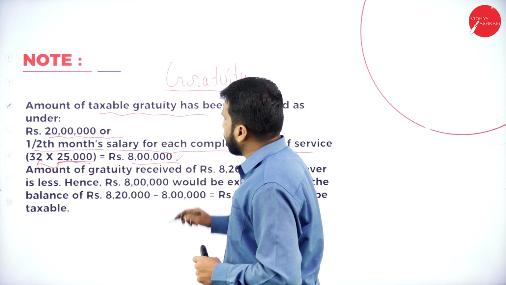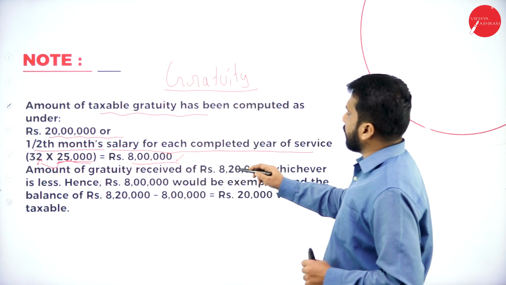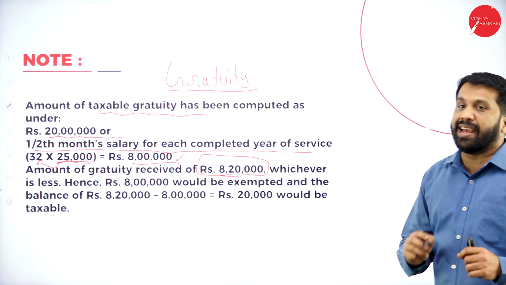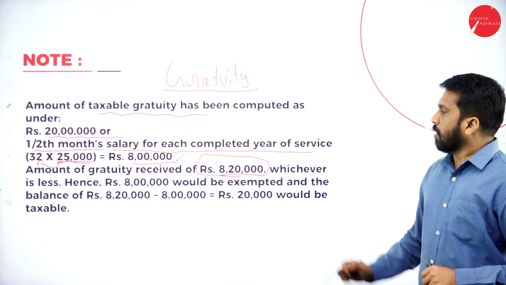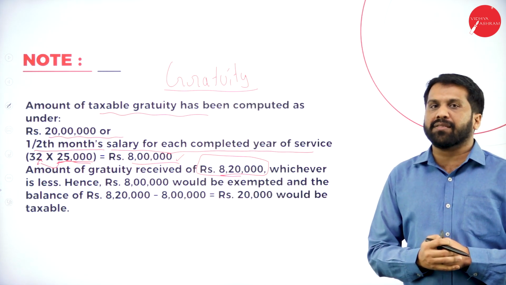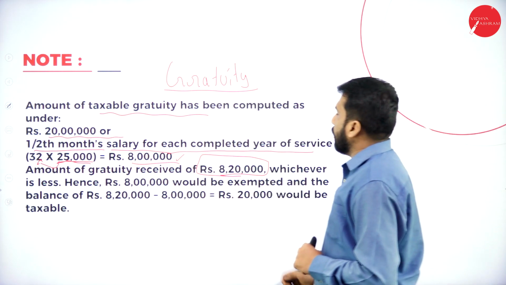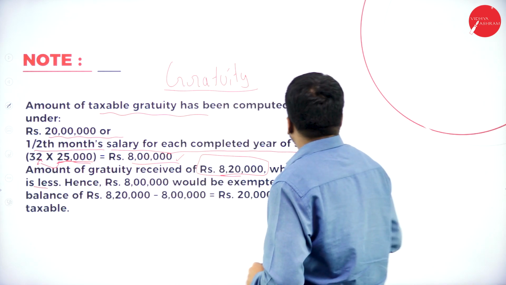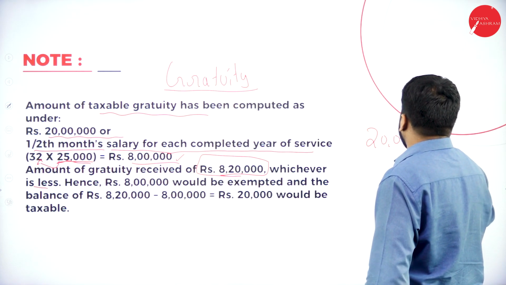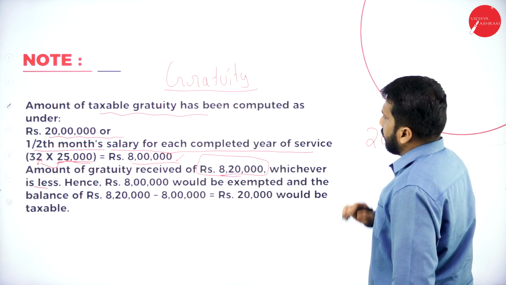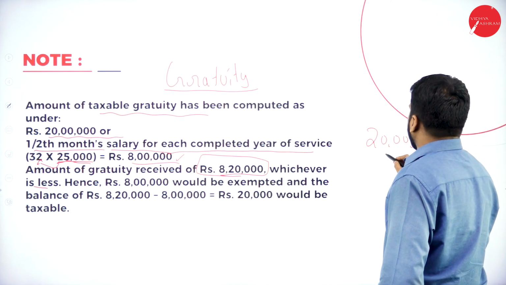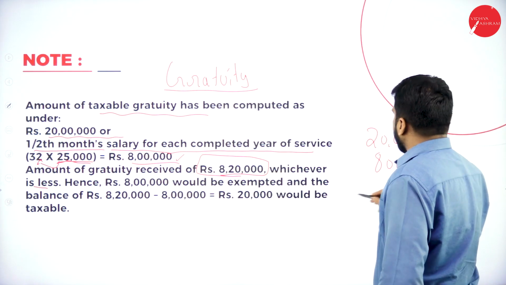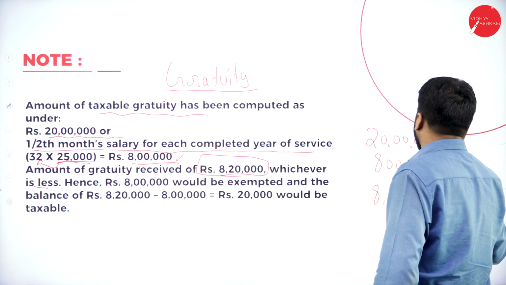Now, 8 lakh we got. Amount of gratuity received is 8,20,000. Any doubt? No doubt. So we got the answer of 8,20,000. Now, whichever is less. See, the maximum limit is 20 lakh, and as per your calculation, it is 8 lakh. And how much is received? 8,20,000.